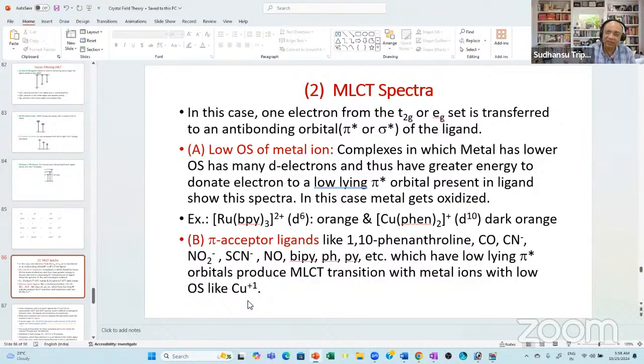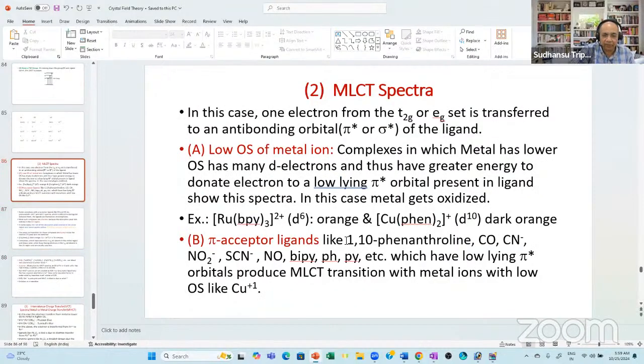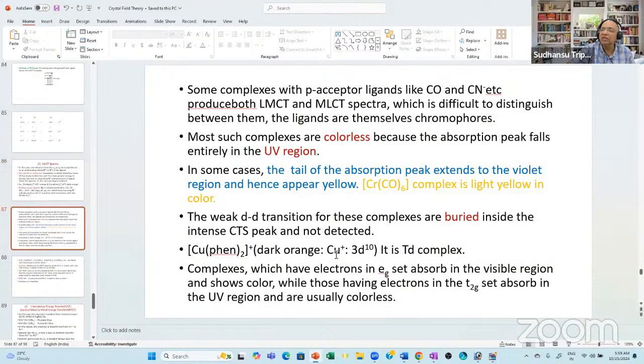Yes, there is no d-d transition, but still it can be colored if there is an extension of the intense UV peak in the UV region towards the violet region. Now I will show you many examples where copper plus 1 complexes are colored with pi acceptor ligands.